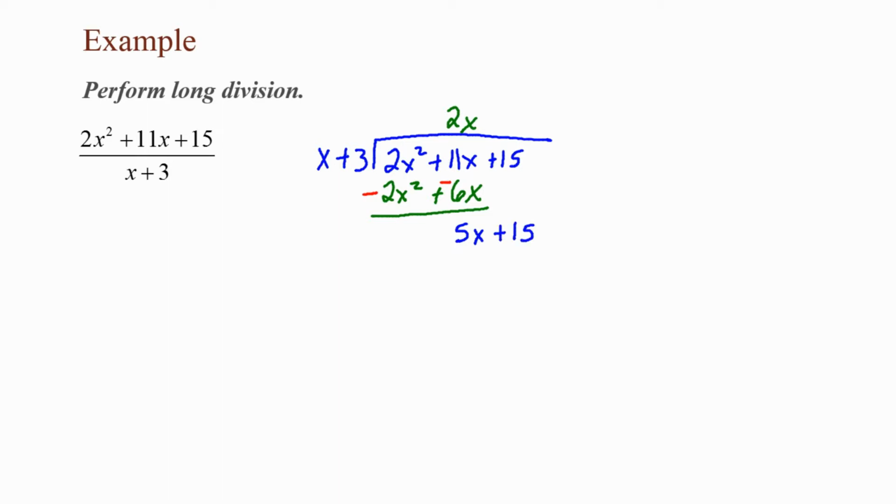And now I need to multiply my x by something that will give me 5x. So that's a positive 5. 5 times x is 5x. Again, they have to be exactly the same. 5 times 3 is 15. I'm going to subtract, so that changes the sign for my 5x and my 15. 5x minus 5x is 0. 15 minus 15 is also 0. So my remainder is 0. 2x squared plus 11x plus 15 divided by x plus 3 is 2x plus 5.